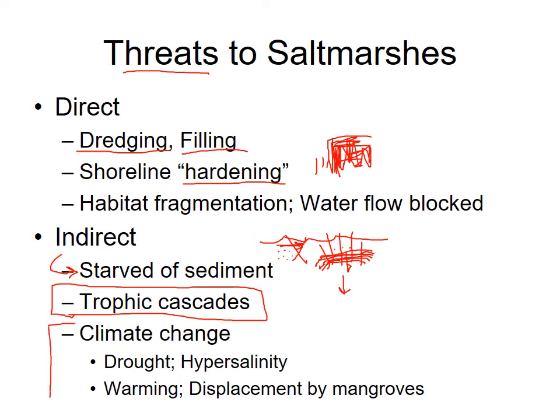Finally, another indirect threat to salt marshes is climate change. So I mentioned when I was talking about the snails that drought could lead to excessively salty conditions, particularly in the middle part of the salt marsh. And although salt marshes are adapted to living in salty soil, they do have limits. And if it gets super salty, particularly if there's other stressful conditions, the salt marsh grass will die out, and then there's no more salt marsh.